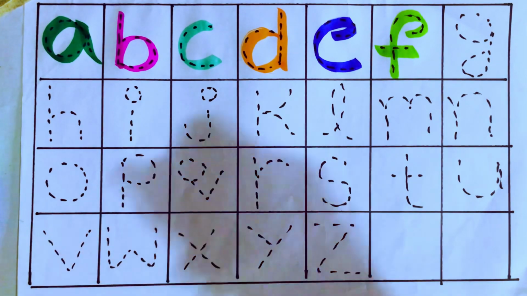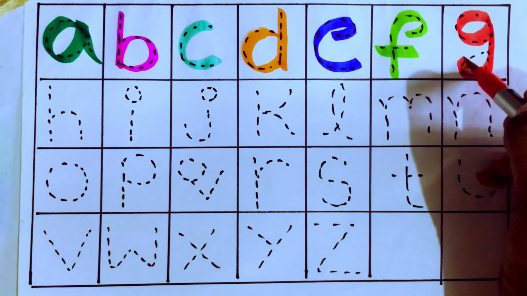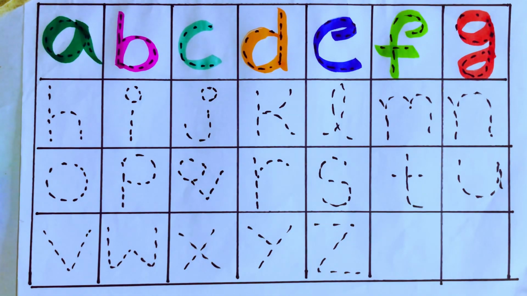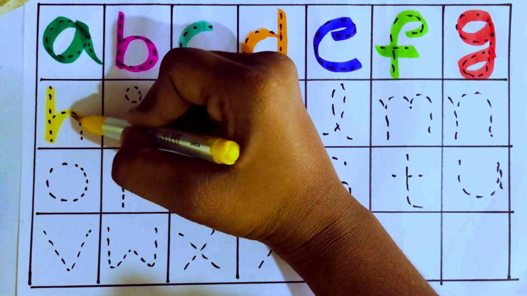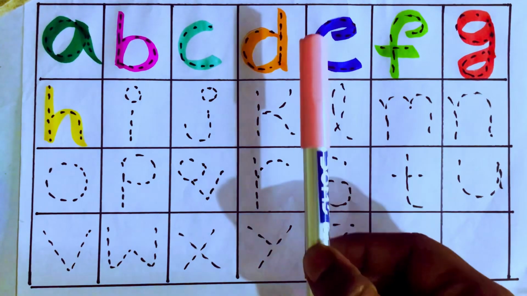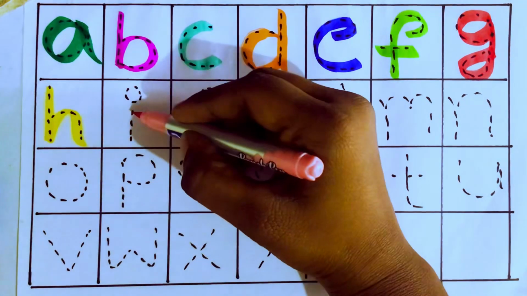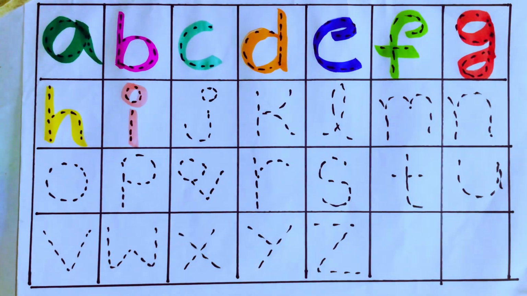Red color, G. G for goat. Yellow color, H. Which letter, kids? H. H for hat. Light pink color, I. I for ink, I-N-K, ink.